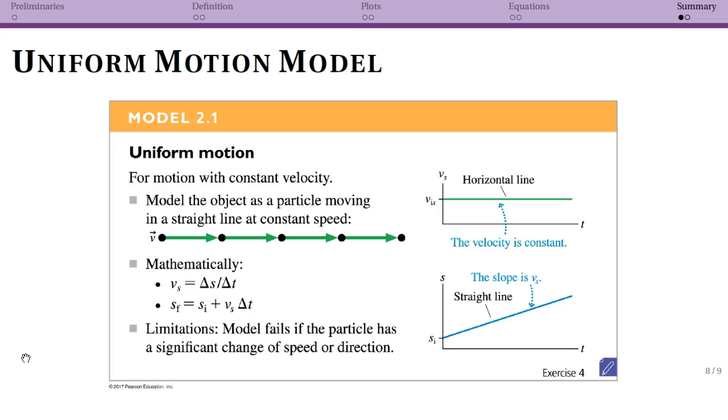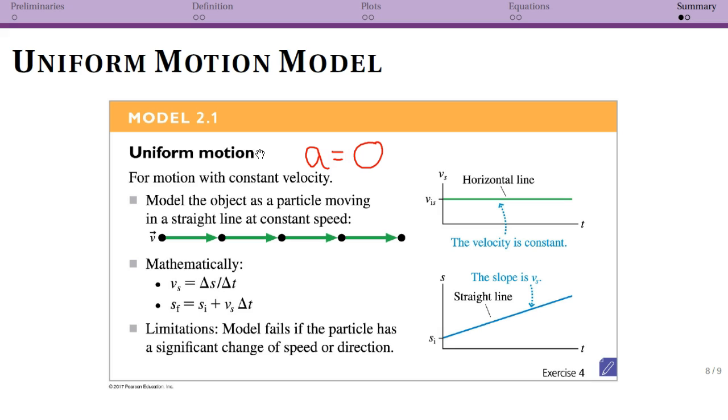So because uniform motion is so important, I would like to give a brief summary. So first, uniform motion is a model that only applies if you have motion with a constant velocity. Constant velocity means that velocity is not changing, which means that your acceleration is equal to 0. If you have acceleration that is not equal to 0, you cannot use uniform motion.